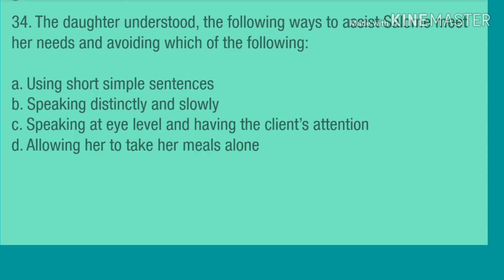Question 34. The daughter understood the following ways to assist Salome meet her needs in avoiding which of the following? A. Using short simple sentences. B. Speaking distinctly and slowly. C. Speaking at eye level and having the client's attention. D. Allowing her to take her meals alone. Answer, D.